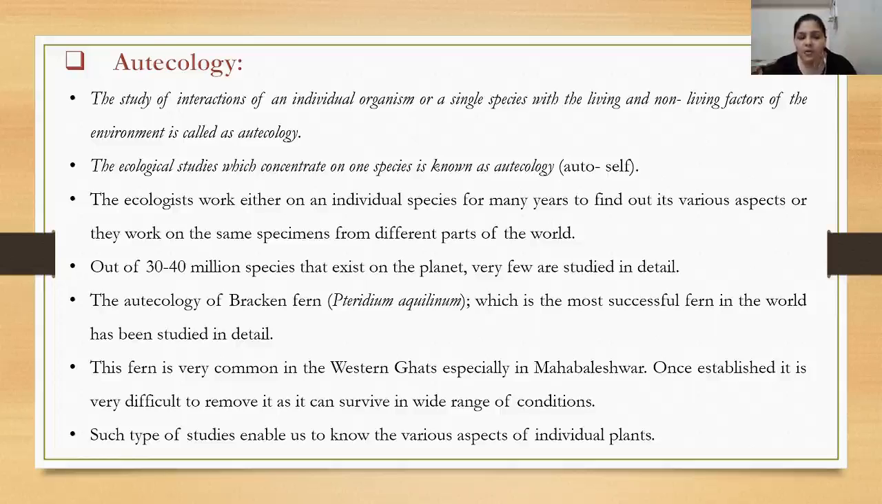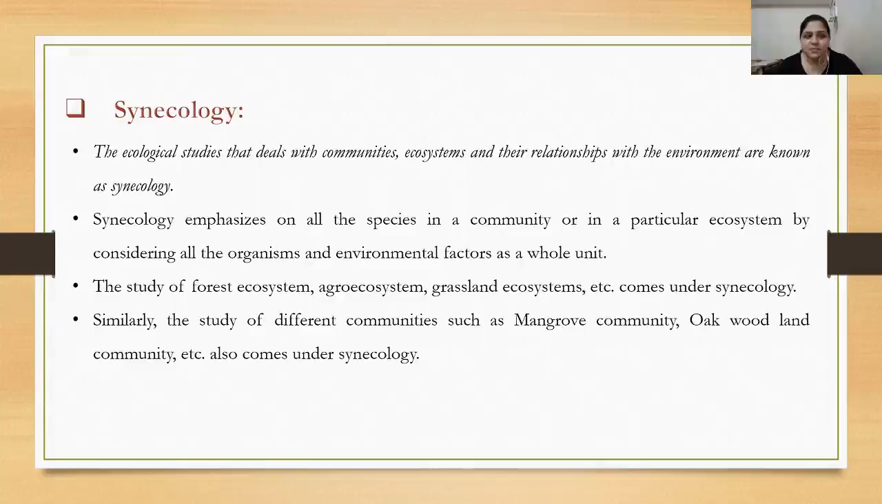Out of 30 to 40 million species that exist on the planet, very few are studied in detail. The autecology of bracken fern, that is Pteridium aquilinum, which is the most successful fern in the world, has been studied in detail. This fern is very common in the Western Ghats, especially in Mahabaleshwar. Once established, it is very difficult to remove as it can survive in a wide range of conditions. So such types of studies enable us to know the various aspects of individual plants.